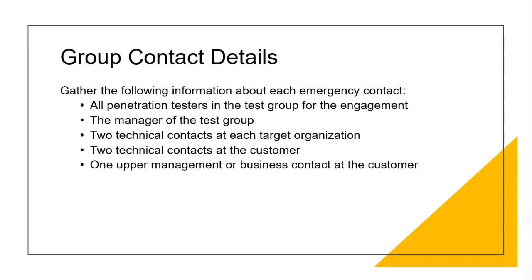Gather the following information about each emergency contact: all penetration testers in the test group for the engagement. You need all of their contact information. The manager of the test group. Two technical contacts at each target organization. Two technical contacts at the customer. One upper management or business contact at the customer.